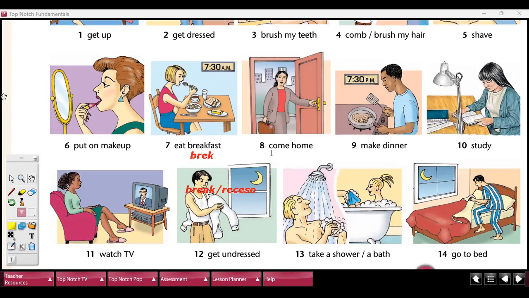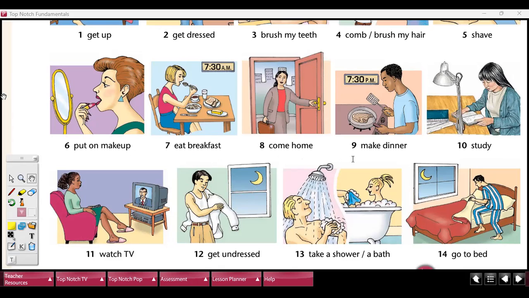Come home. Home. Come home. What is the meaning? ¿Qué significa esa acción, ese verbo? Llegar. Llegar a casa. I come home. Llego a casa.